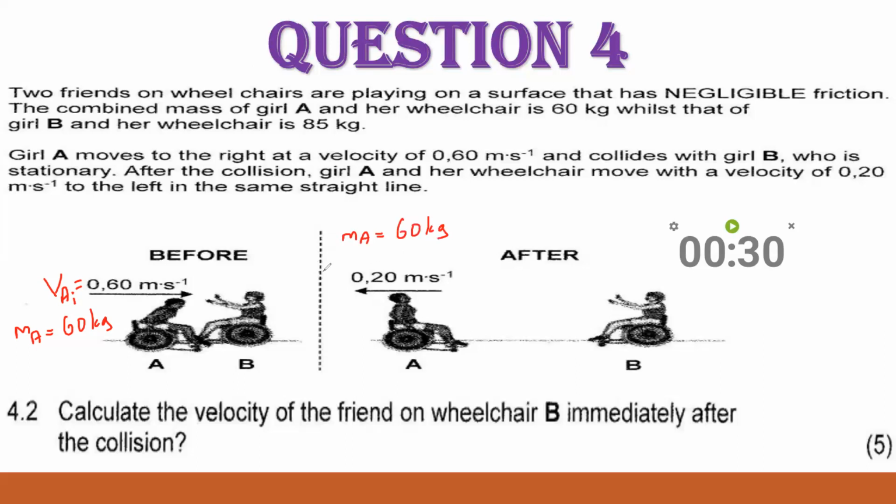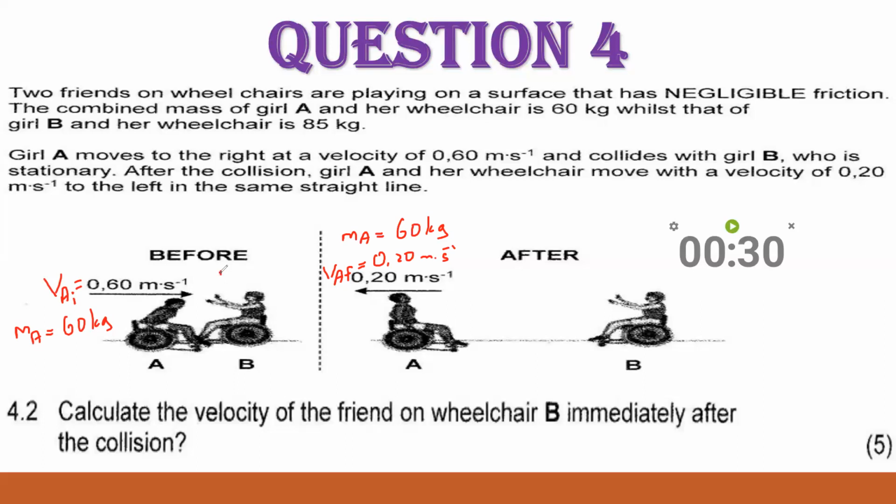And what is this? VA final. So we're writing VAF. VA final is equal to 0.20 meter per second. But please remember, this one is going to the right, that one is going to the left. When you're answering, if you choose this side positive, the other one is negative. If you say right side positive, it depends on which side you are choosing positive.